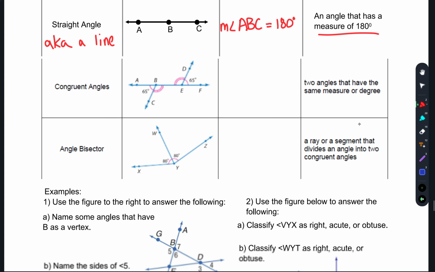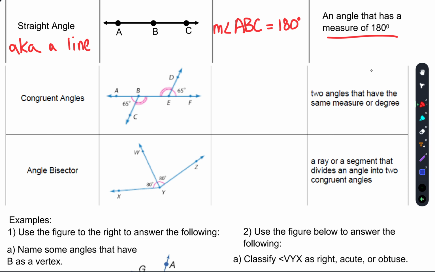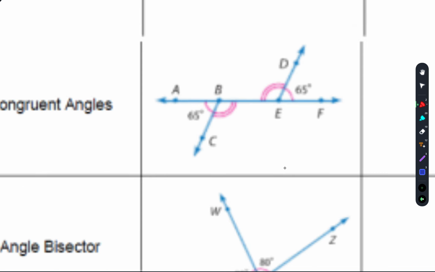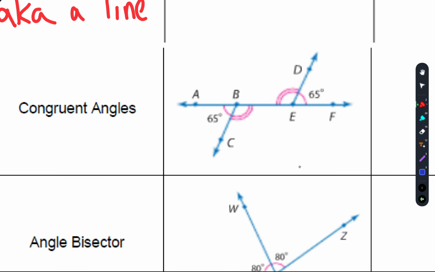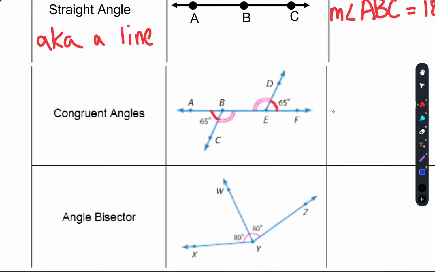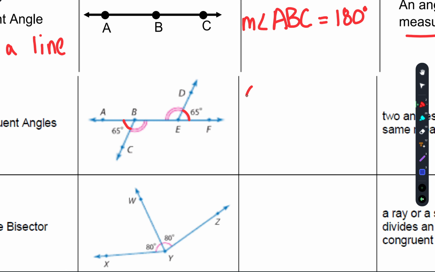Okay, next is congruent angles. We've seen that word congruent before, right? We saw it in that lesson about segments. Congruent just means they have the same exact measure. So in my diagram here, you're going to see what our tick marks for angles look like. I have these two angles here and here. They each have one tick mark. They both measure 65 degrees. So I could say that those two angles are congruent. Again, I don't need to write the m for this. I only do that when I'm talking about degrees. I could say angle ABC is congruent to angle DEF.